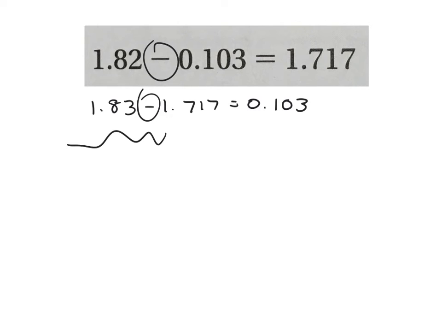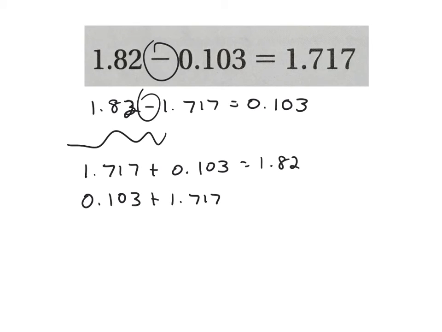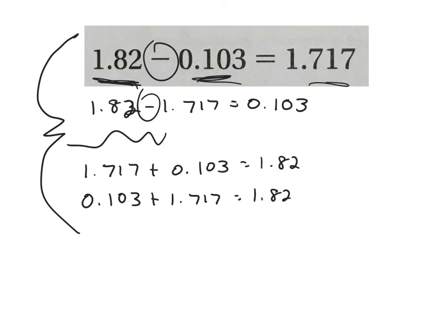Now we'll have a couple more family members, but we're going to do addition. So we would say 1.717 plus 0.103 will give us, this is supposed to be a 2, 1.82. And we can switch the order to get another family member, 0.103 plus 1.717 equals 1.82. So far, in a couple examples, we see that it doesn't matter if you have decimals as the facts. You can still change the order and come up with different fact families.